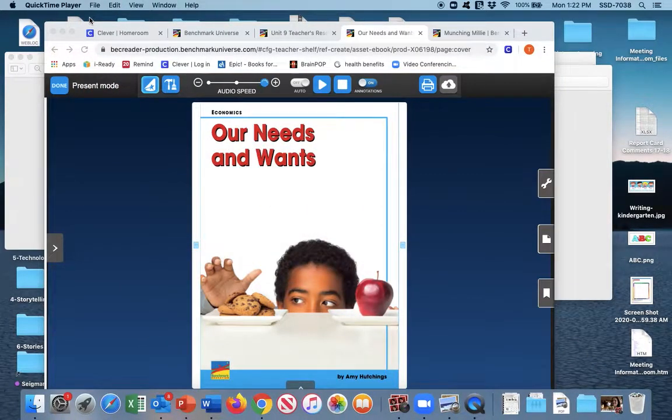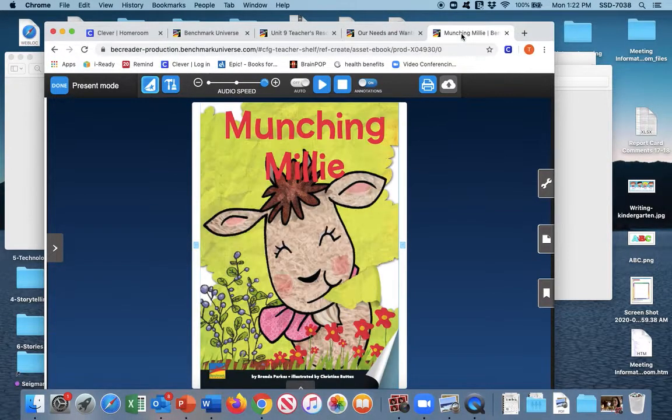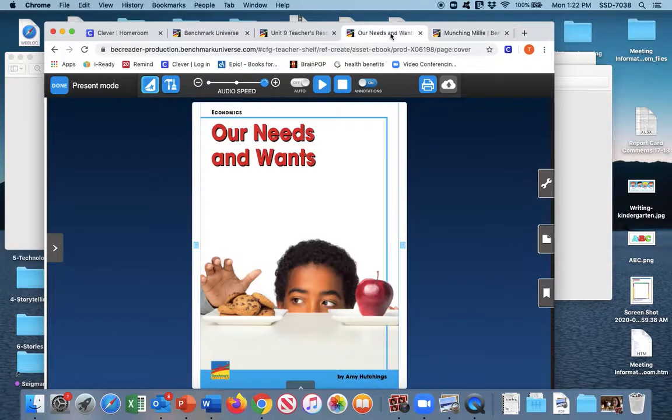So here we have our needs and wants. And remember, we're comparing our story of needs and wants, our big book, to Munching Millie. So these are the two stories that we are going to be doing. So first, when we compare, we want to think about what is the same about both of these texts.